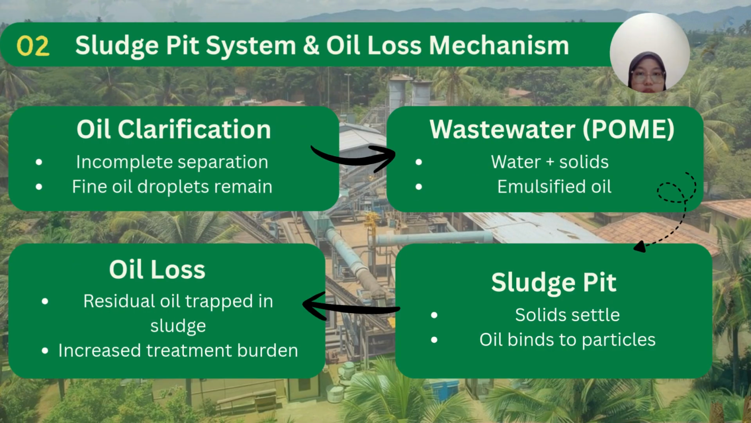After crude palm oil extraction, wastewater containing water, solids and emulsified oil flows into the sludge pit. Fine oil droplets attach to solid particles and settle, forming sludge with residual oil. If this oil is not recovered, it causes economic losses and increases environmental treatment needs. Understanding this process shows why oil recovery is important for both efficiency and sustainability.